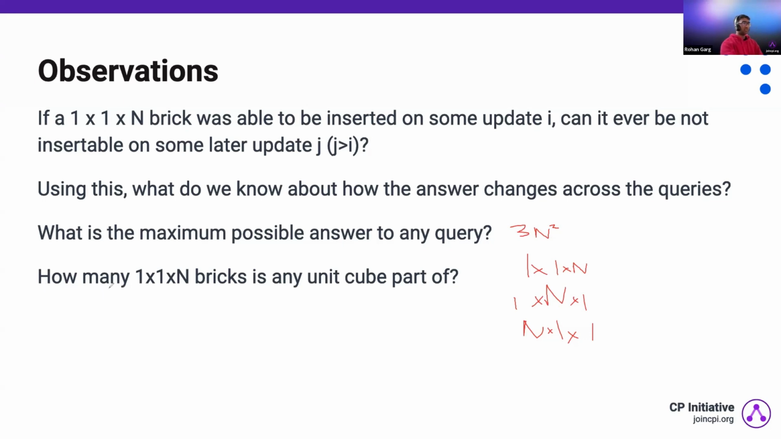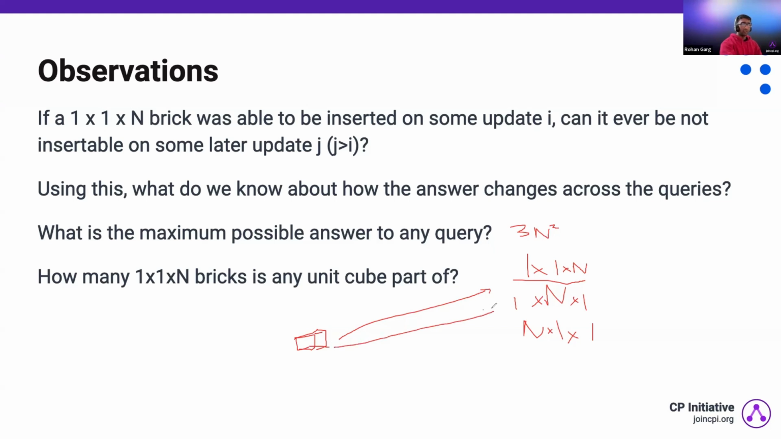And this question is also super important. How many one by n bricks is any unit cube part of? If you have a single unit cube and you consider any one of these three arrangements, it can be part of exactly one of them. If you consider one by n, it can't be in two different one by n's since they all share disjoint blocks. They can't intersect, because if you think about one column and a second column, they can't share any cells. So it can be in at most one of these, and it's exactly one, because each block is part of at least one of these bricks.